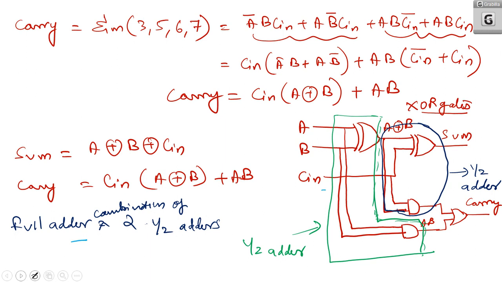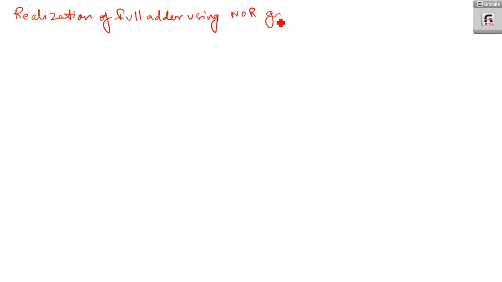So in this lecture we are going to deal with realization of full adder using NOR gates only. Realization of full adder using NOR gates only. Realization of full adder using NOR gates.